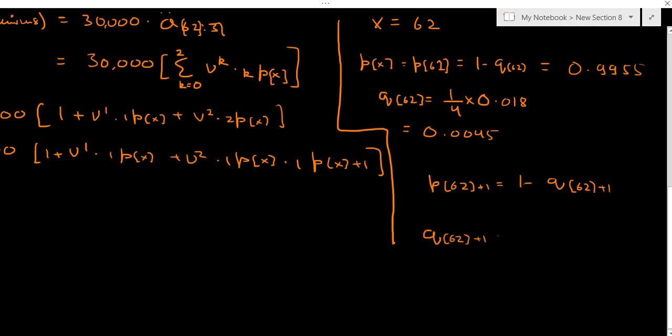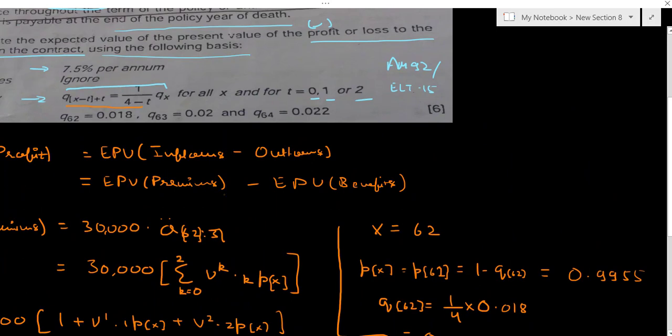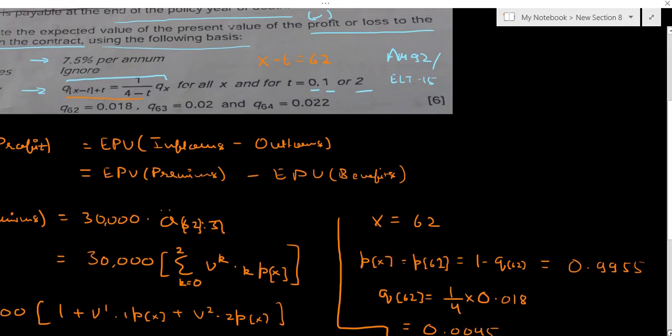So q62 plus 1 would become, now the value of t here would actually be 1. It just becomes 1 over 3 into q63, right? Because the definition says it is 1 upon 4 minus t, so t is 1, so 1 over 3, and qx. Now here x is obviously, since x minus t is equal to 62 and t is equal to 1, so x becomes 63, right? So I've got q63 here.